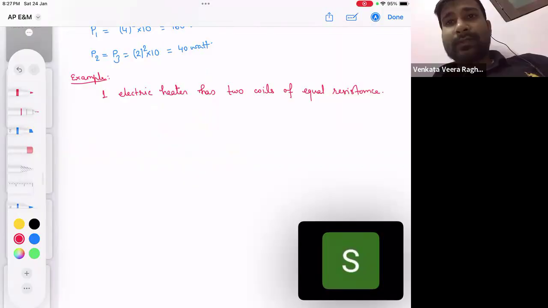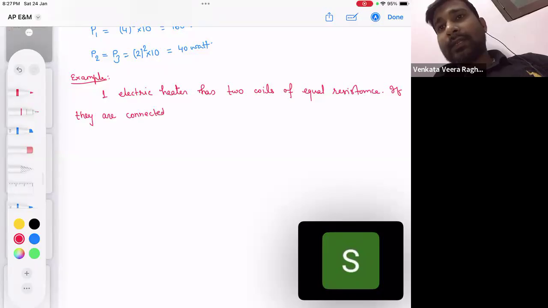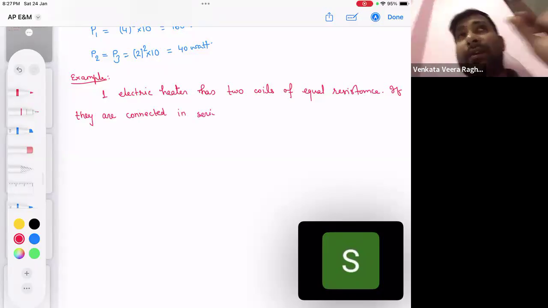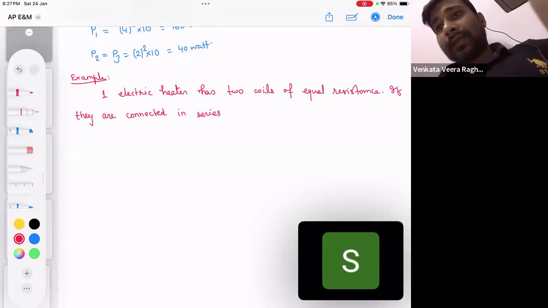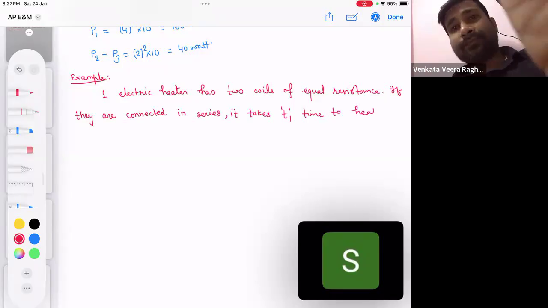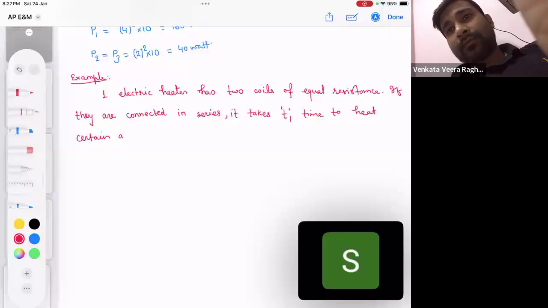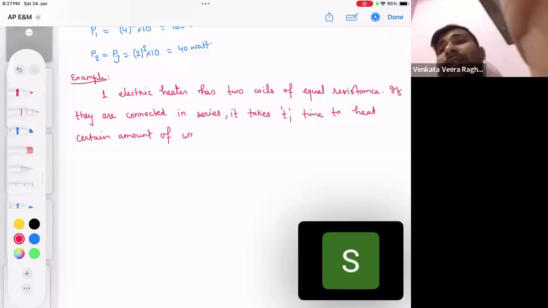Now, the question says: if they are connected in series, meaning both the coils of that heater are connected in series, it takes T1 time to heat a certain amount of water. Understood? Like let's say a bucket is there.